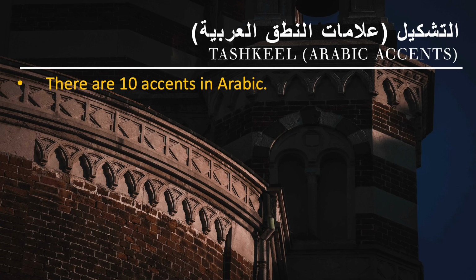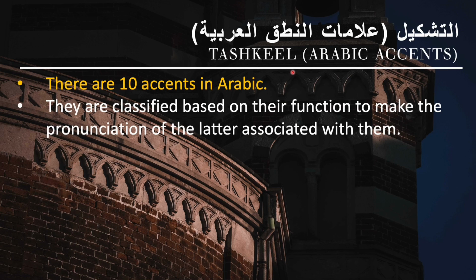Here we will review Tashkeel with some simple examples. There are 10 accents in Arabic. They are called Tashkeel. So when you hear Tashkeel, it means accents. The word Tashkeel is derived from the word shakkala. Shakkala means to form. So they make the form of the syllable. That's why they are called Tashkeel. They are classified based on their function to make the pronunciation of the letter associated with them.